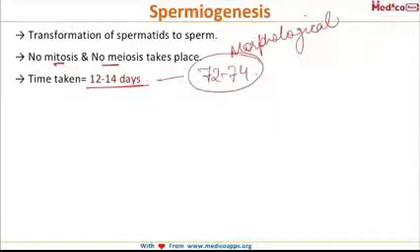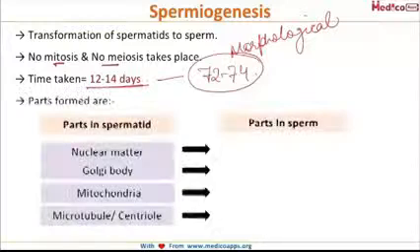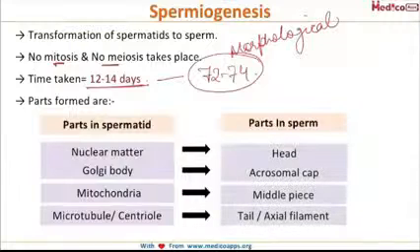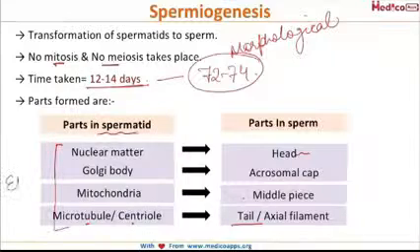Now we'll see what parts in the spermatids result in what parts in the sperms. The nuclear material in the spermatid leads to the formation of the head. The Golgi bodies form the acrosomal cap, the mitochondria form the middle piece, and the tail or the axial filament is formed by the microtubule or the centriole. Now, as in a normal cell, what do you find is lacking in the spermatid? The answer is endoplasmic reticulum, especially the rough endoplasmic reticulum.